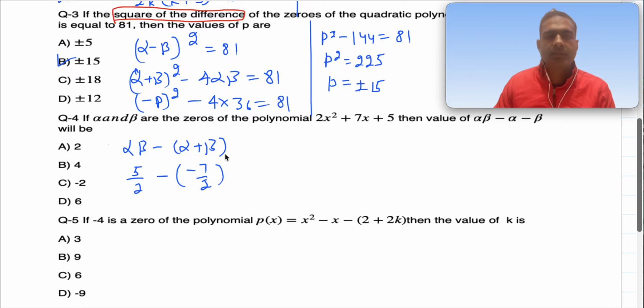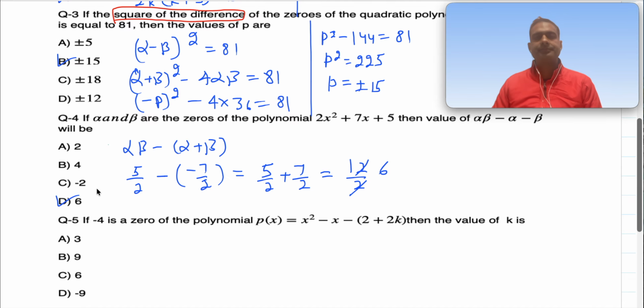So we have to be careful here because the minus sign is there, so we cannot write minus 7 by 2. We have to take minus common, and then in the bracket it will be minus 7 by 2. So we can write 5 by 2, and negative times negative is positive, 7 by 2. As the denominator is the same, it is easy to add. So 5 plus 7 is 12 divided by 2. So if I simplify it, we will get 6 as the answer.